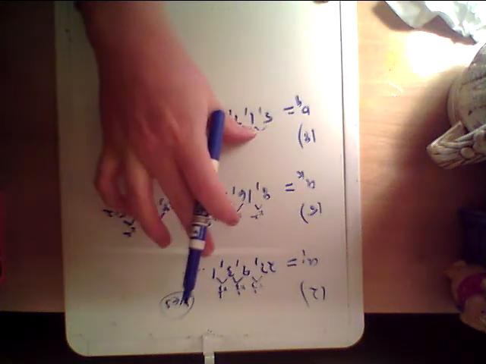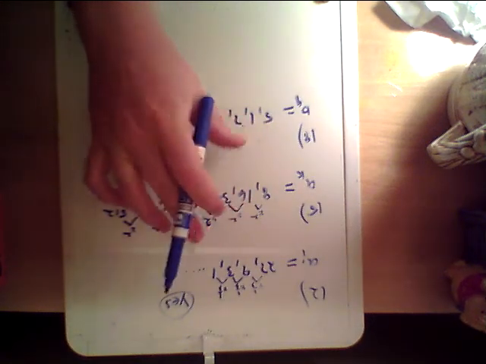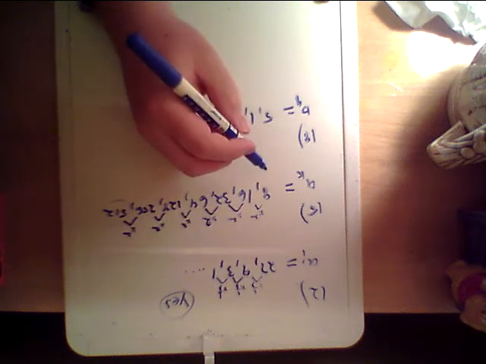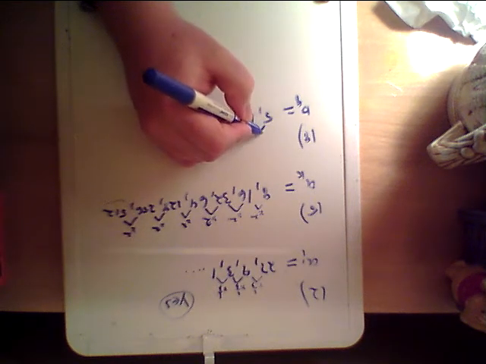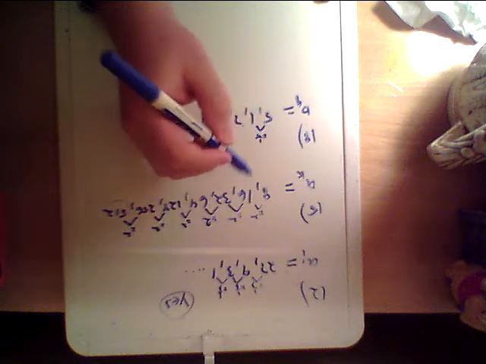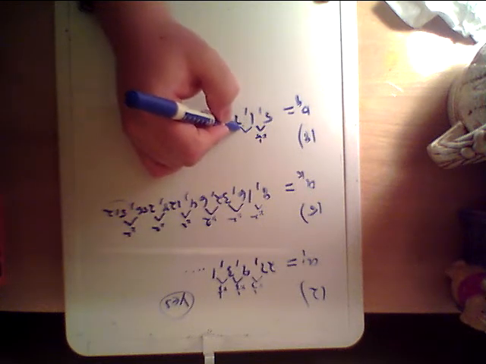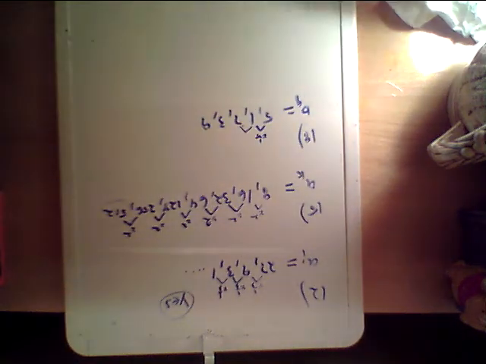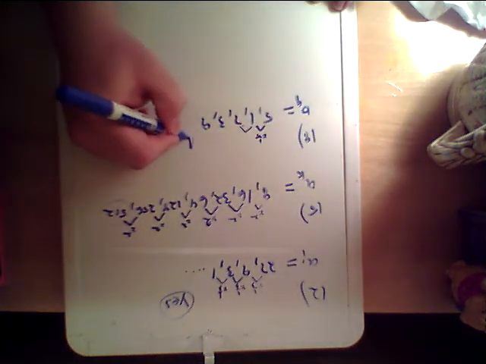Now let's check and see if it's geometric. We should be able to multiply by the same number. So let's see. 5 times what equals 1? Well, 5 times 1/5 equals 1. And 1 times 1/5 does not equal 7. So right off the bat, we know that it's neither arithmetic nor geometric. So it's neither.